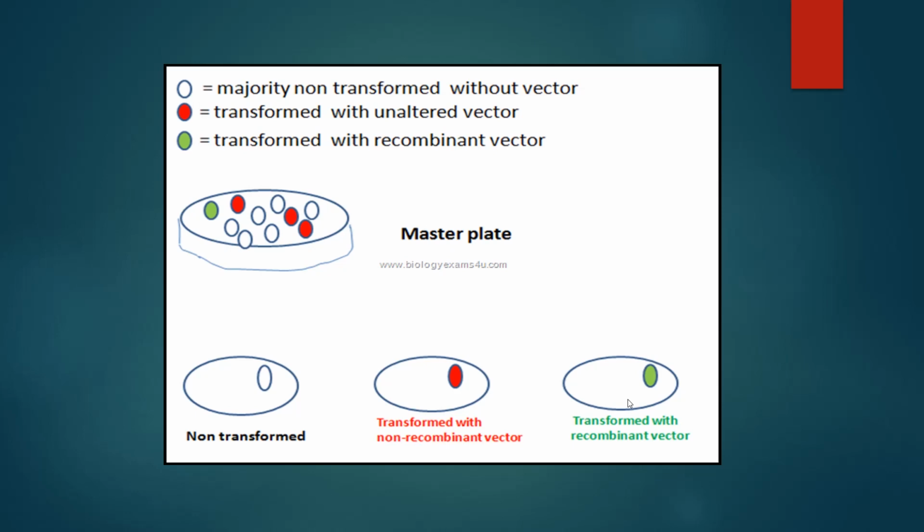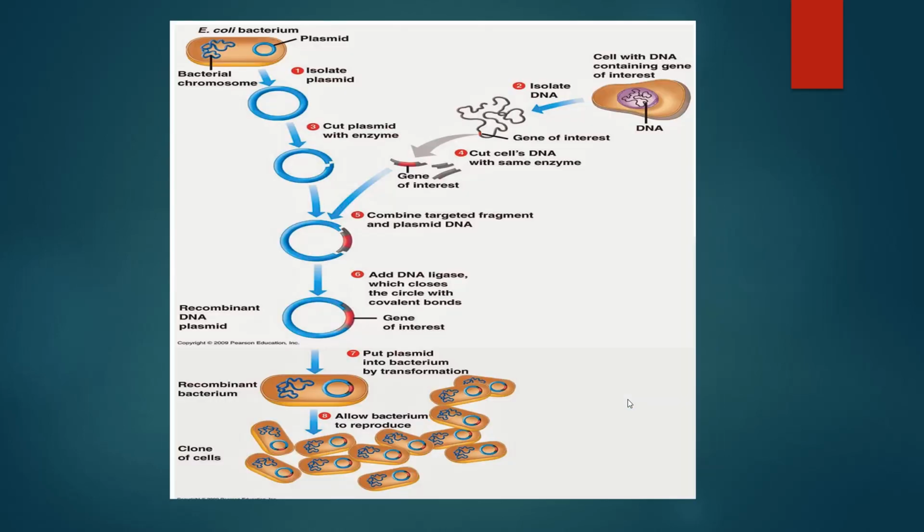And next, this picture explains the complete process of recombinant DNA technology. That means up to now, whatever steps we have discussed, all these steps are explained in detail in this picture. This diagram explains all the steps we have already covered.